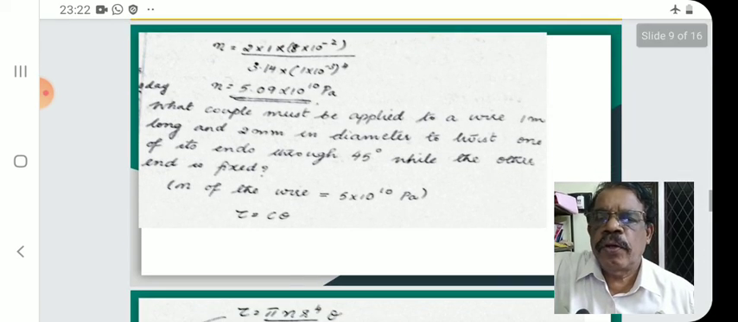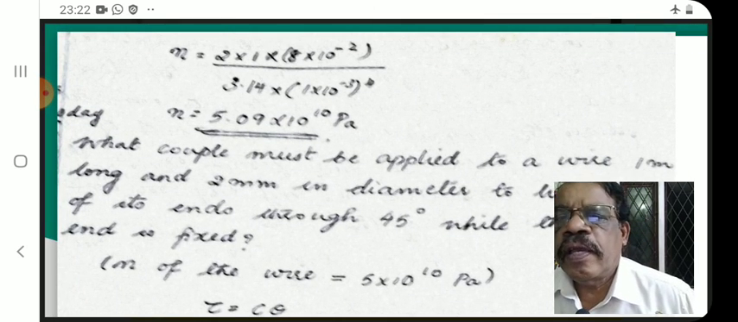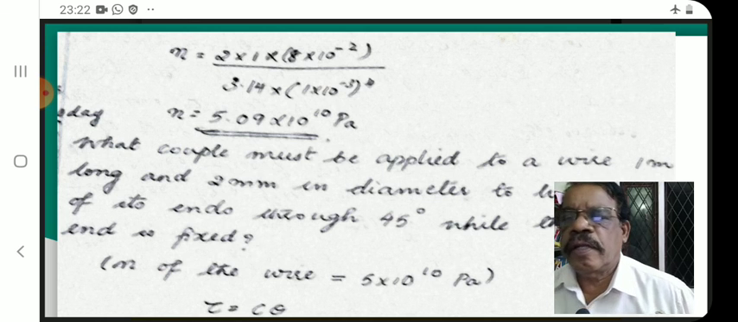And on calculation, we get a value, n is 5.09 into 10 raised to 10 Pascal.